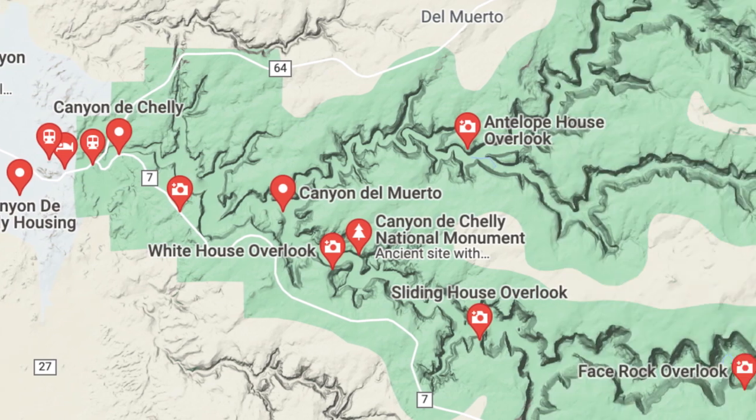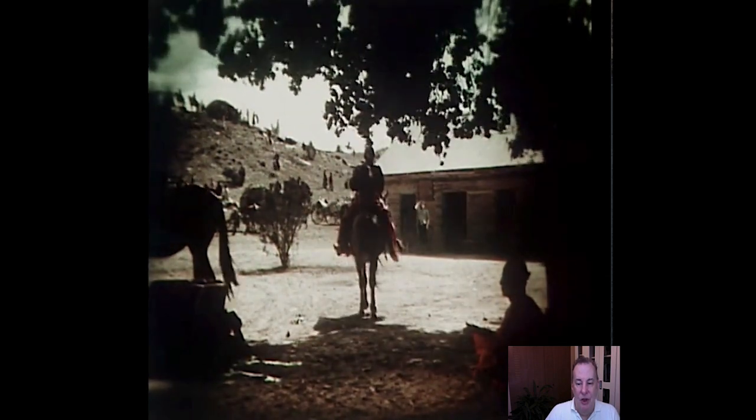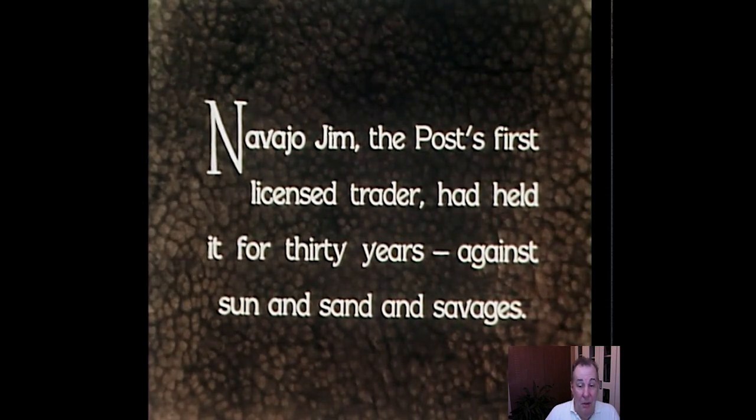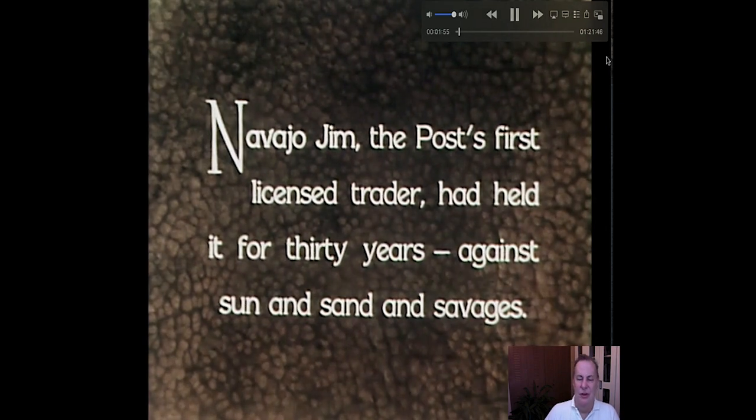And it says the only evidence of civilization was a trading post, which is not really a fair thing to say. The only evidence of civilization in the eyes of the white man was this trading post run by a white guy who knew the Navajo people pretty well. And we see the trading post, and the first person we see is a major character in the story named Navajo Jim. And he's called Navajo Jim not because he's Navajo, but because he was the post's first licensed trader, and he had it for 30 years against sun and sand and savages.